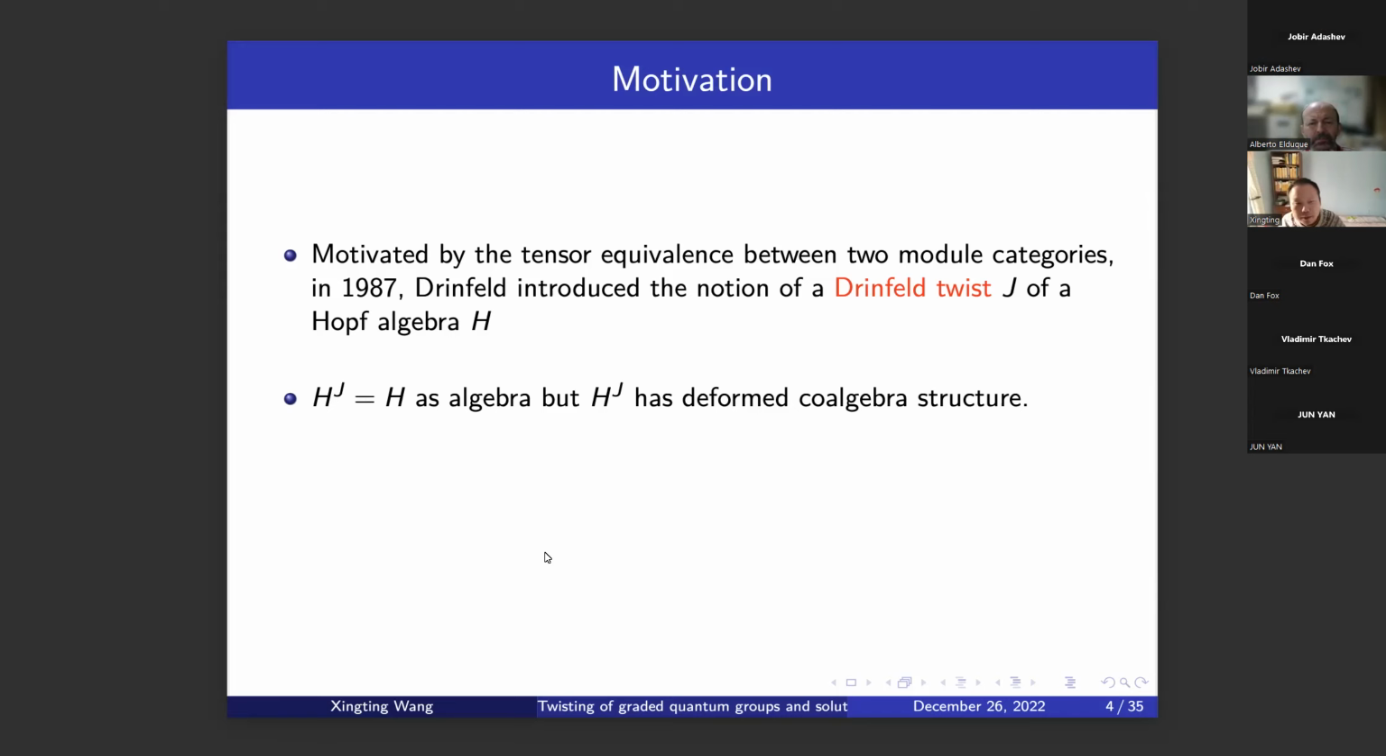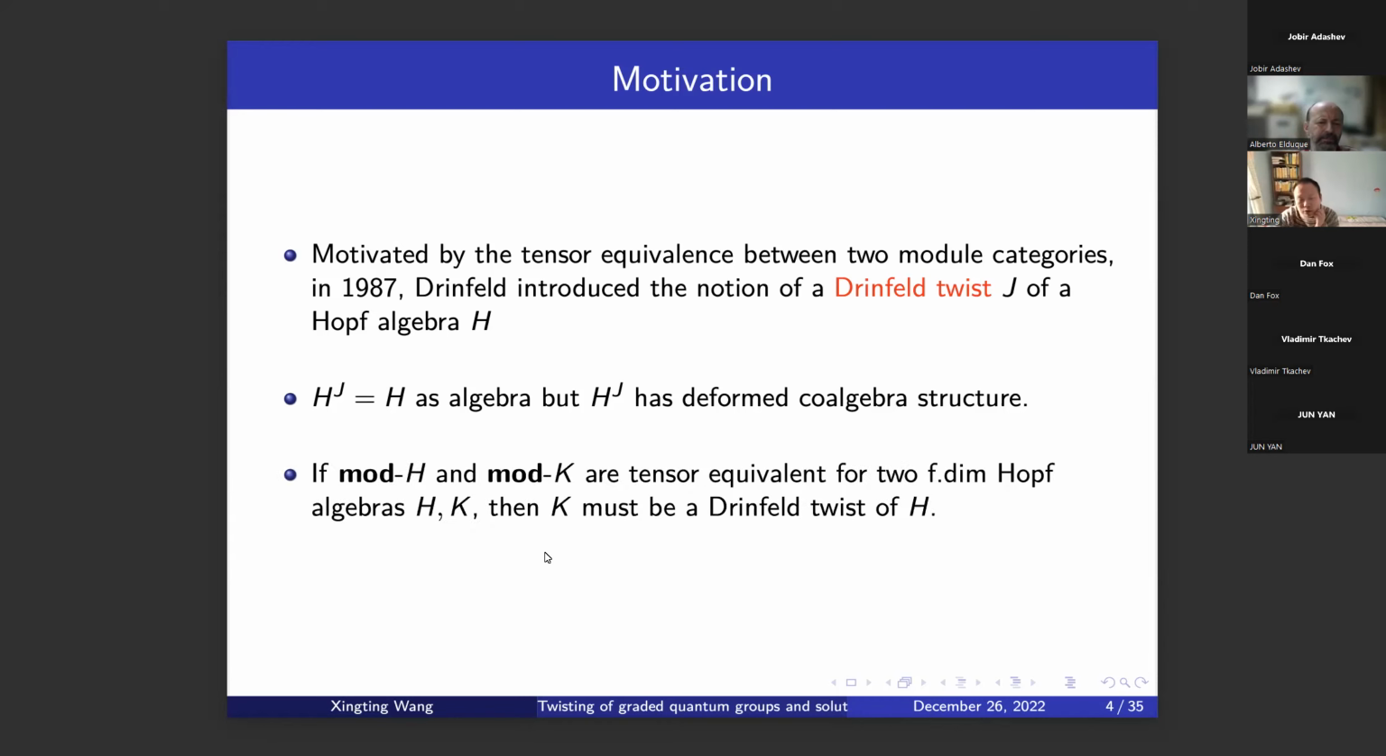So how does the deformation work? As an algebra, you keep the same algebra, so H^J is the same as H as an algebra. But J plays a role in the new comultiplication. To be more precise, the comultiplication delta gets conjugated by J. And by some properties of J, you can prove that this new one is still a Hopf algebra. This is called the Drinfeld twist of H.